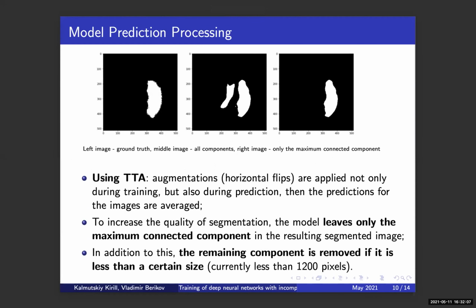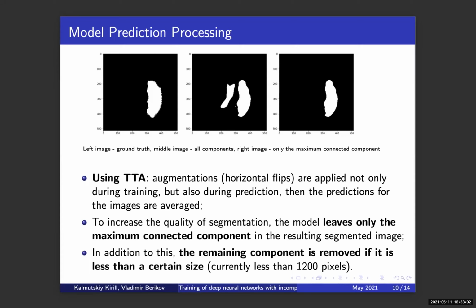And the most important part is model prediction processing. To increase the quality of the model, we use TTA. TTA is test time augmentations. So the idea is simple too. We use augmentations not only during train time, but also during test time. When we try to predict something for some image, we first make some augmentations for this image, obtain predictions for all augmented images and for the initial image, and then we average all the predictions and get the final prediction for this set of images.